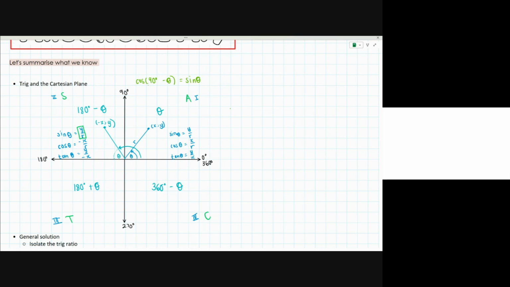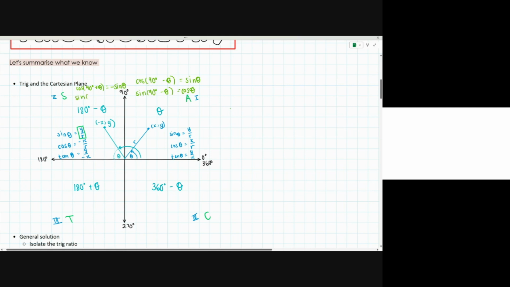So the co-ratio is still positive because we're in quadrant 1. Same as 90 minus theta is still cos theta because we are still in quadrant 1. However, when we move to quadrant 2, we need to be careful because in quadrant 2, sine is positive, but cos is negative. So when I work out cos of 90 plus theta, cos in quadrant 2 is negative. So my co-ratio is negative sine theta.